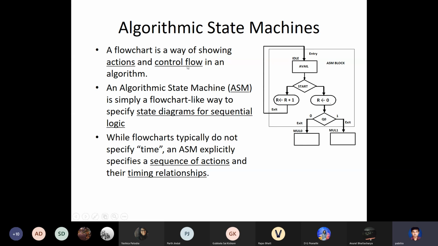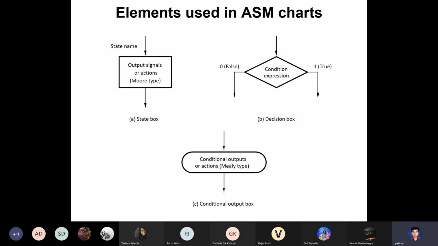Okay, so this is a typical ASM chart. We'll explain the components. There are three main elements in an ASM chart. One is something called a state box. It's represented by a rectangle. The state box consists of the following. At the top, it contains the state name. And inside the box, it contains the register allocations.